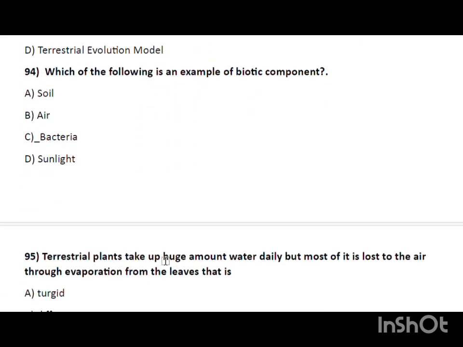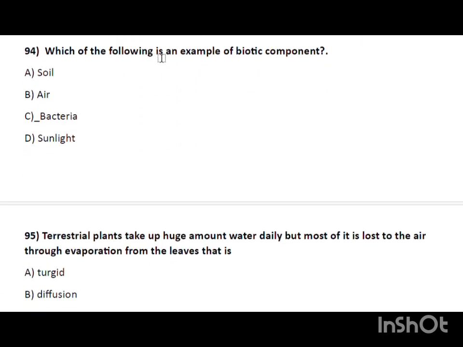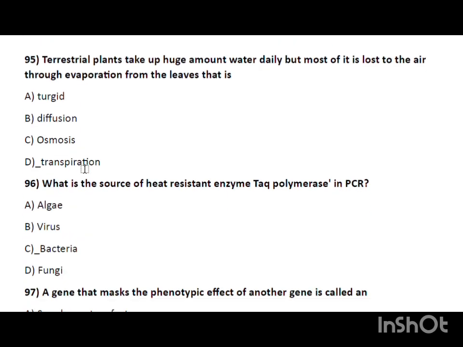Then question number 94. Which of the following is an example of a biotic component? Biotic means living component. Option A soil, option B air, option C bacteria, option D sunlight. The correct answer is option C, bacteria. Then question number 95. Terrestrial plants take up a huge amount of water daily, but most of it is lost to the air through evaporation from the leaves. That is: option A turgid, option B diffusion, option C osmosis, option D transpiration. The correct answer is option D, transpiration.